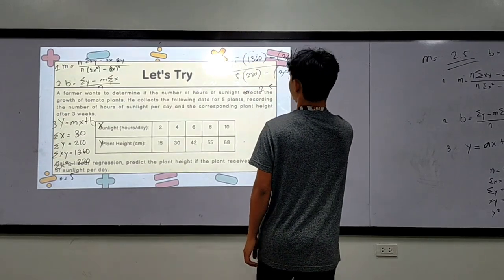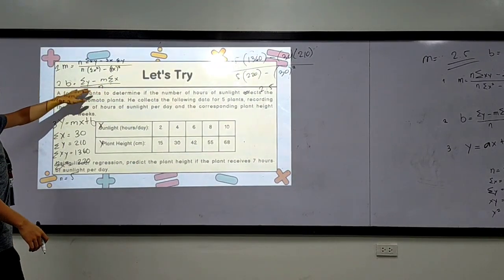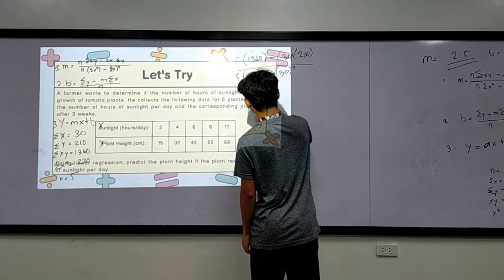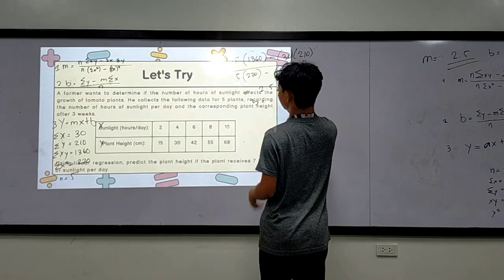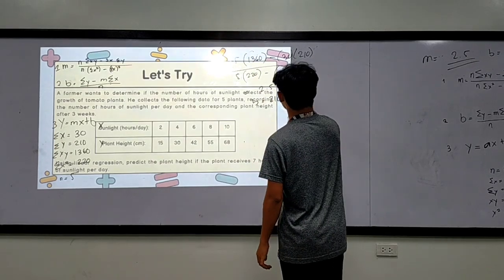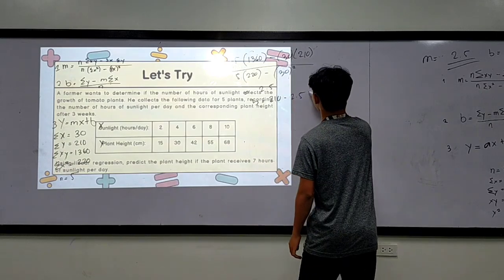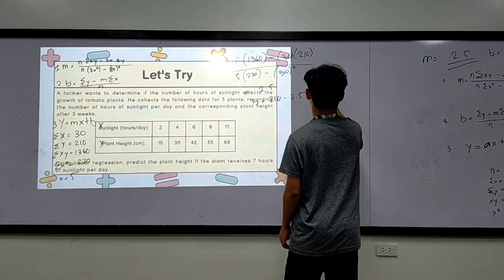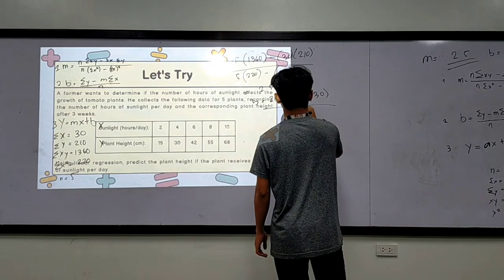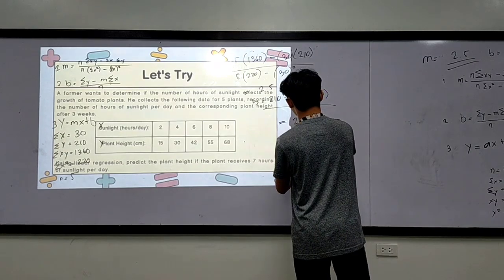Then for step 2, we use the formula b equals the sum of y minus m times the sum of x, over n. So b is equal to 210 minus m, which is 2.5, times the sum of x, which is 30, over n, which is just 5. The outcome of this is 27.